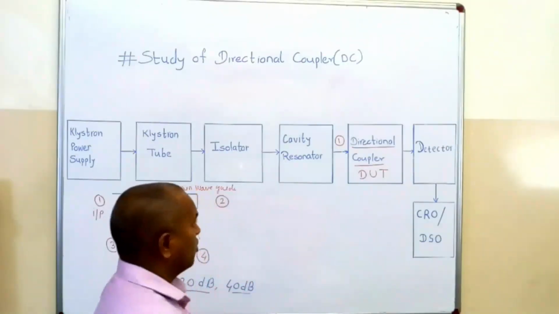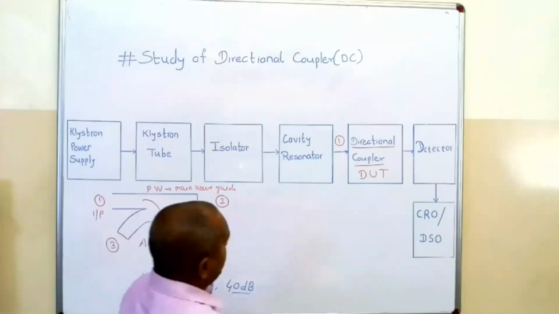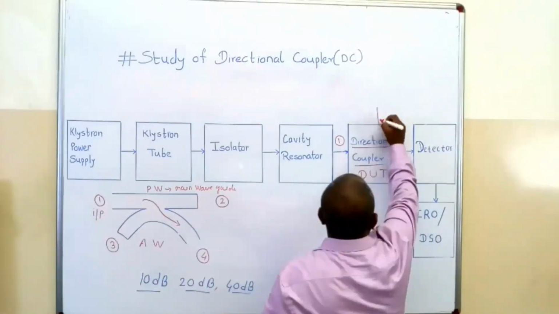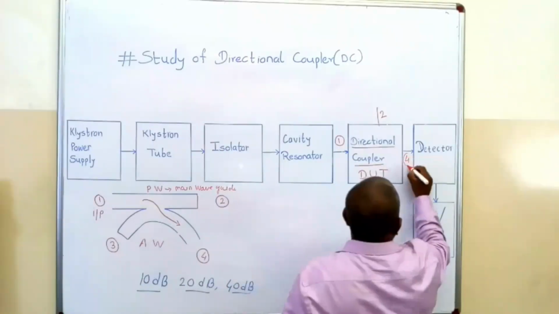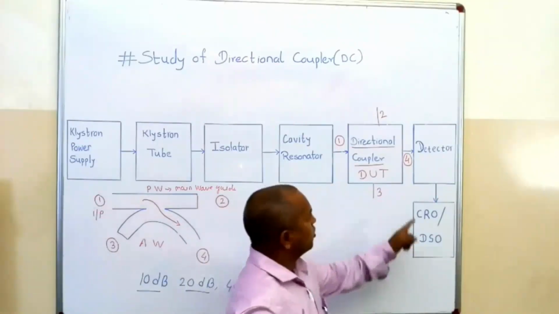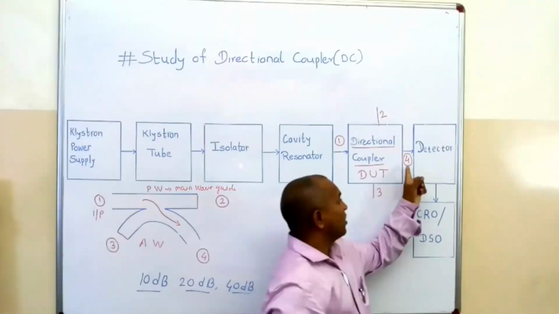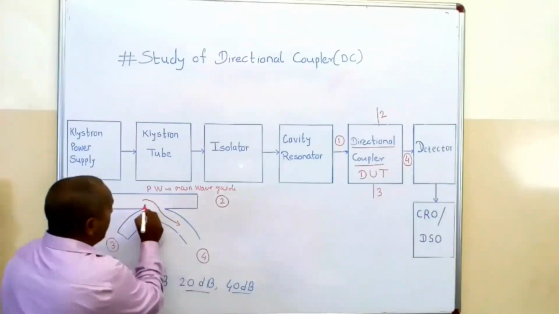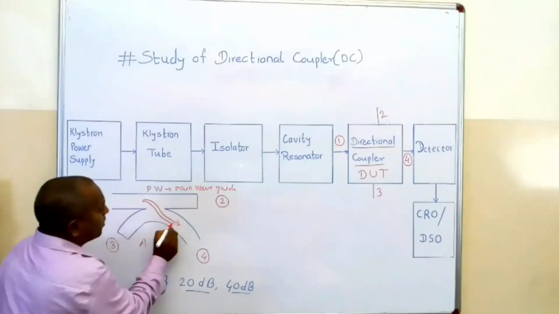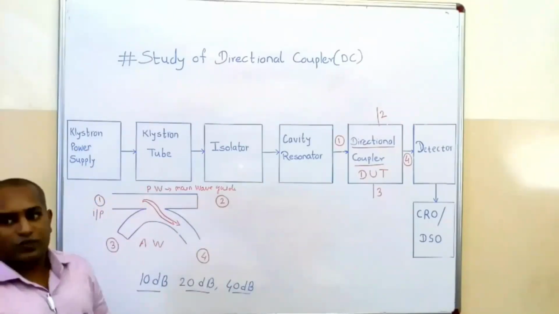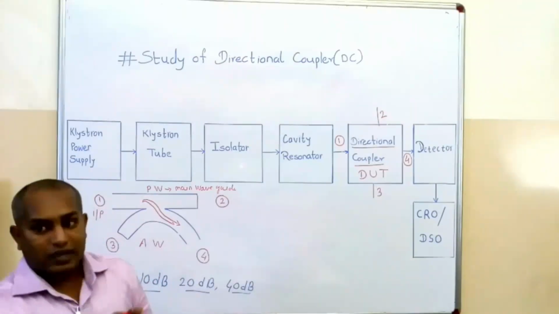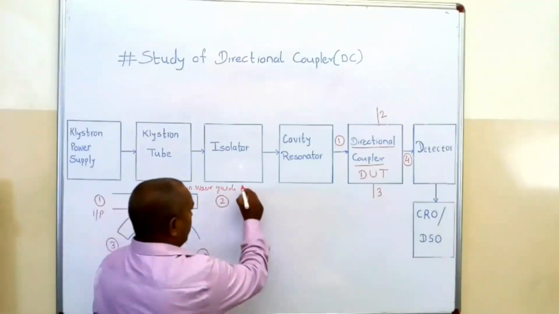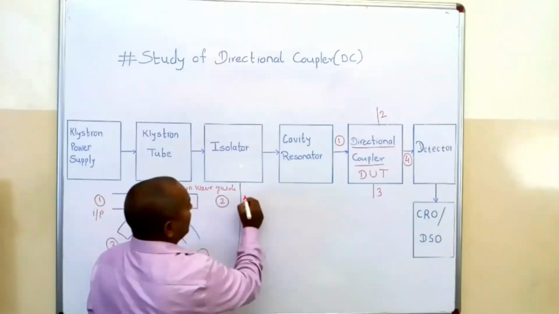Got my point? So what we will do here? Here we will match our port number 2 and port number 3 and we will check the output across port number 4, and this output is the coupled output. That's why our first parameter related to your directional coupler is the coupling factor.